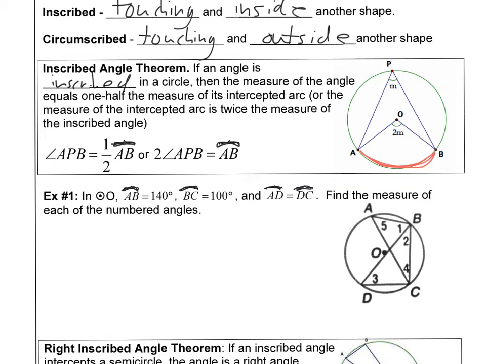So let's play with this idea in circle number 1. In circle 1, it gives us several arc measures. Arc measure AB is 140, BC is 100, and AD and DC are the same. Find the measure of each numbered angle. Remember, AD and DC are the same even though they don't look like it. Remember, we trust the information, not the drawing.